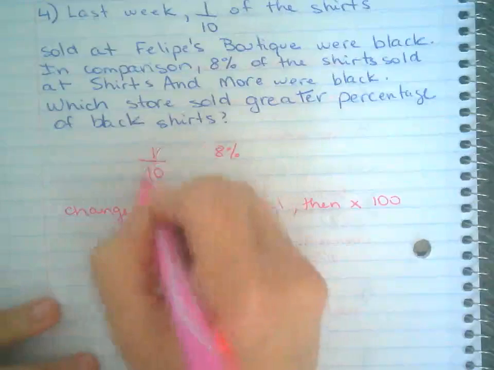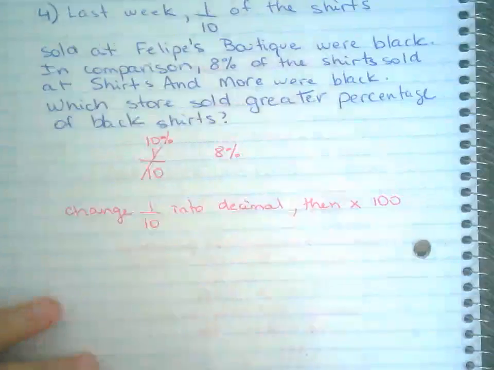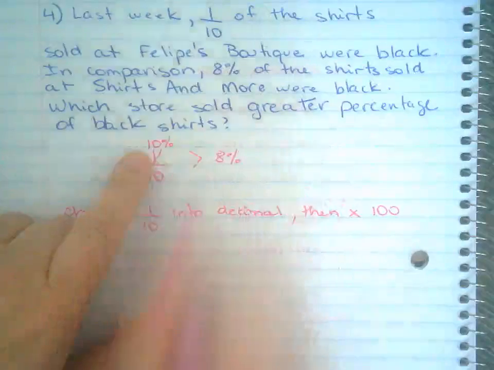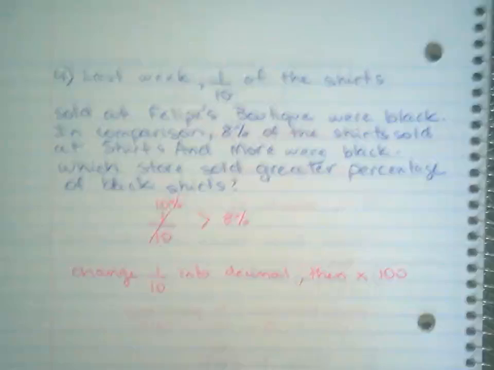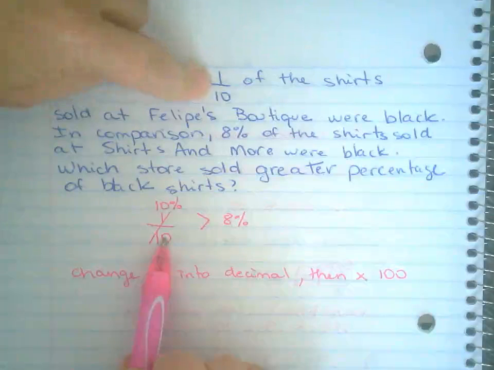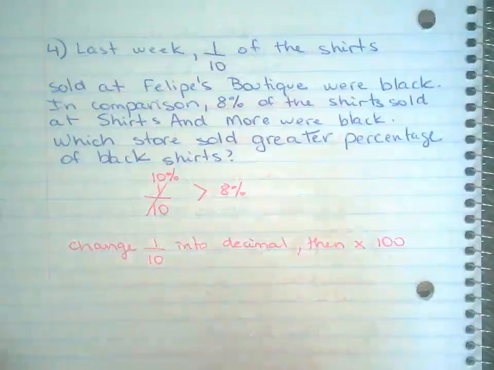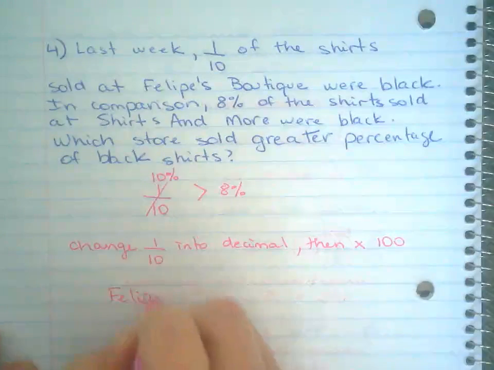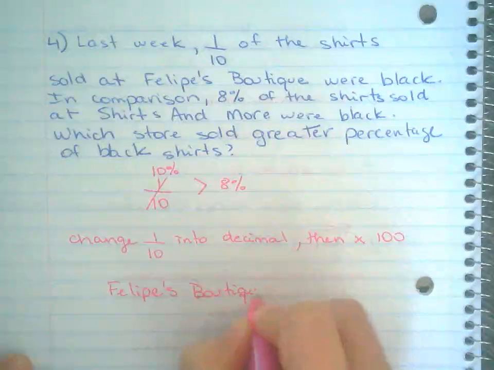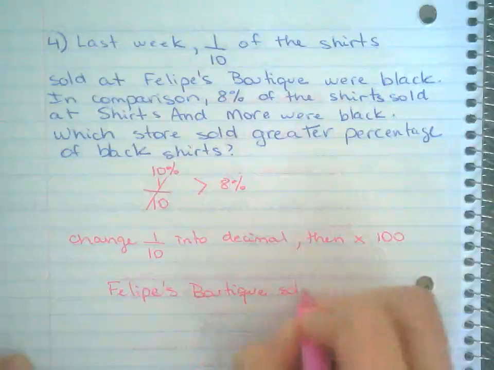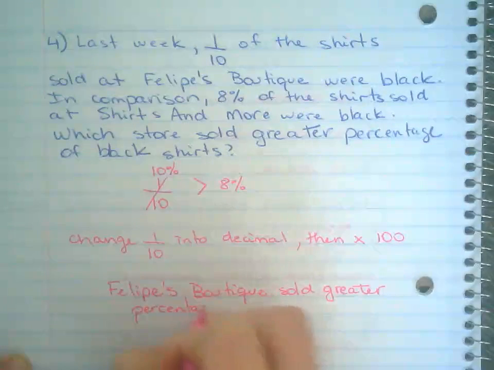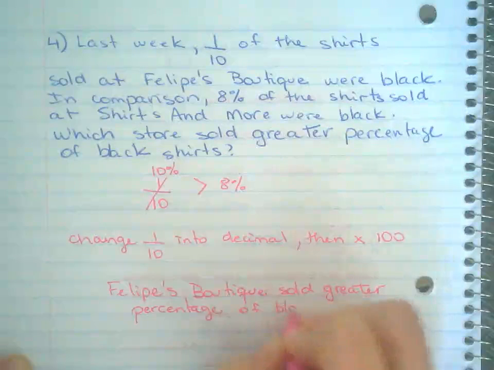So we got 10% here compared to 8%. So 10% is greater than 8%. Whoever sold 1/10, which is Felipe's Boutique, sold the greater percentage. Therefore, I'm going to write down my answer: Felipe's Boutique sold greater percentage of black shirts.